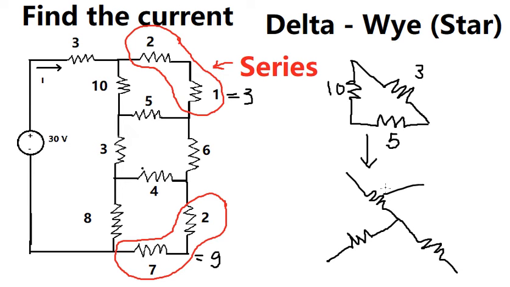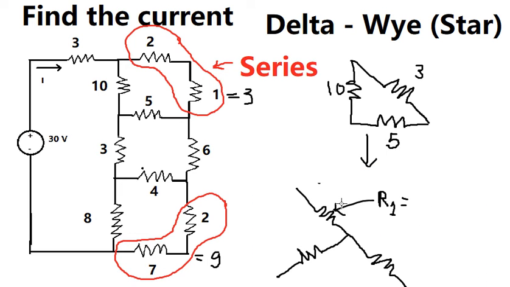To calculate this, I will put R1. For R1, we have the formula in here. Because R1 is between 10 and 3, we will have 10 multiplied by 3 over the sum of the 3 units, so 10 plus 5 plus 3. And R1 is 5 over 3.